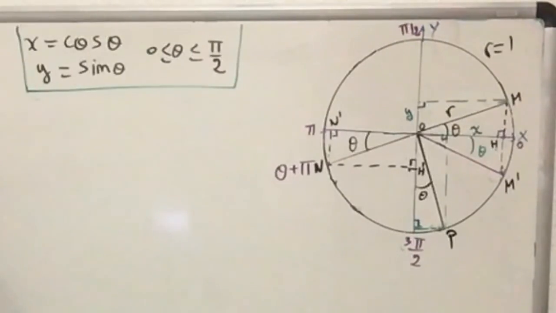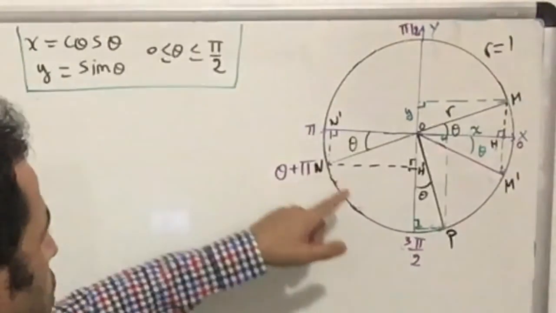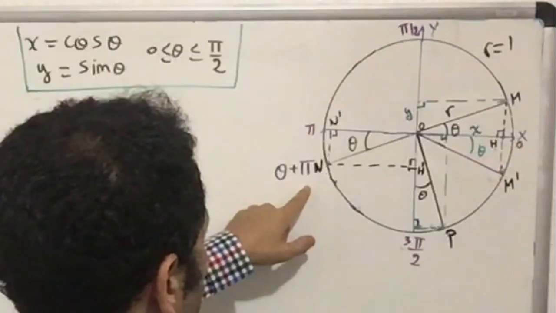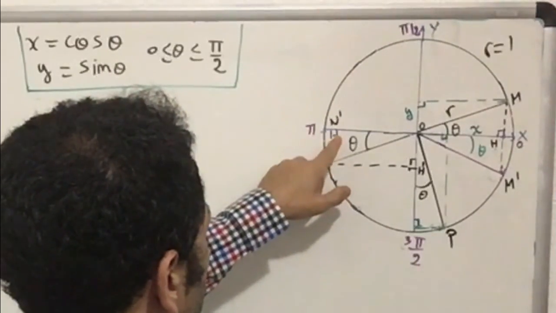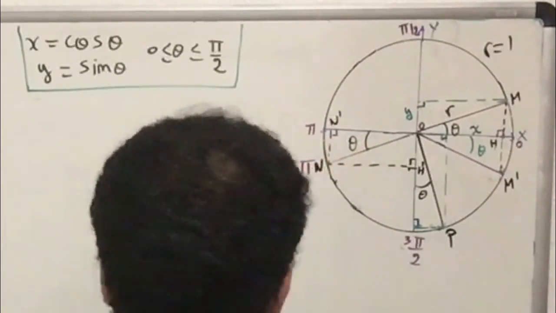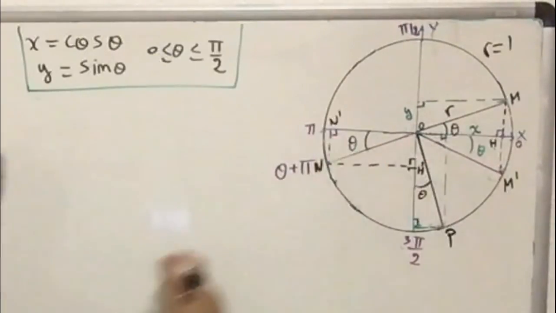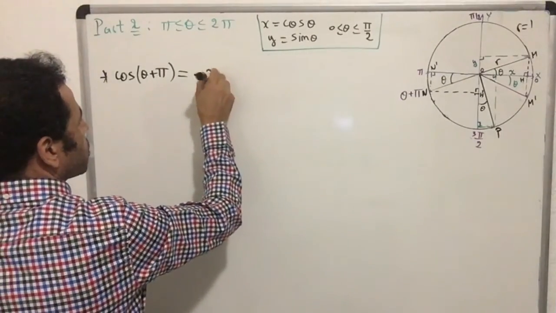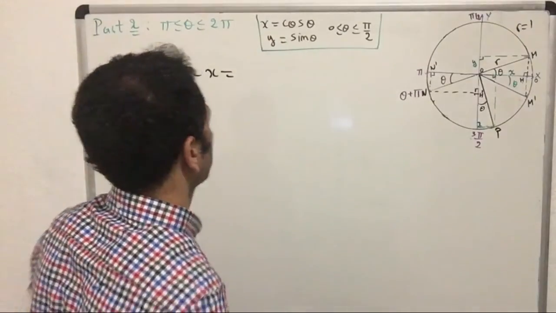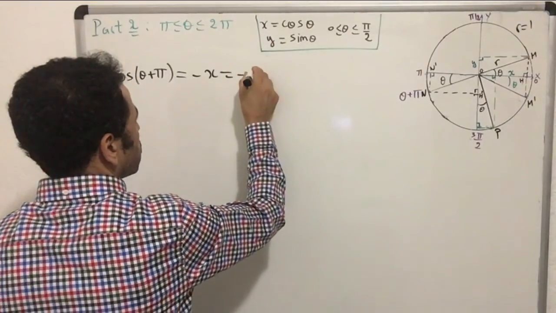But this point, theta plus pi, is located in the negative area of this circle. So I have minus x. x equals cosine theta, so minus cosine theta.